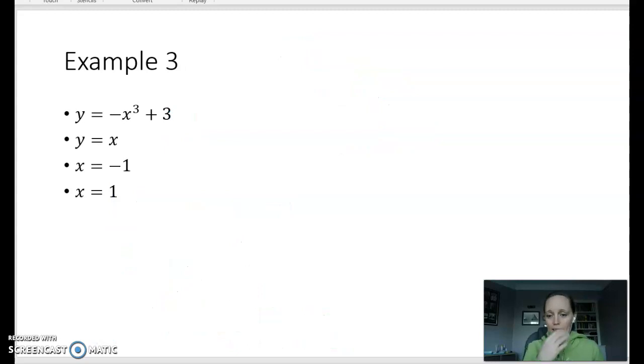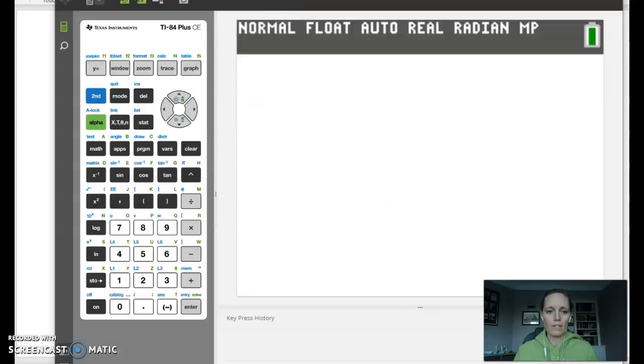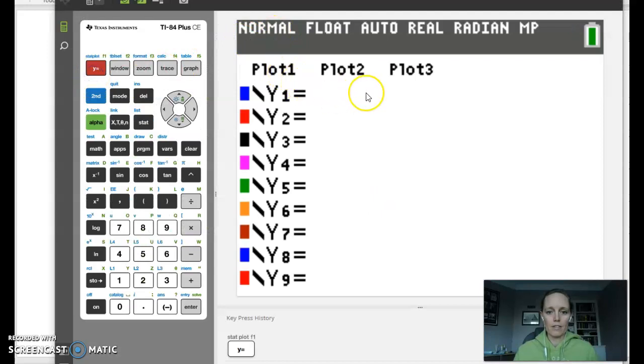Let's take a look at example 3. Now this one here is one that we would not do by hand. We want to look at the graph here. And once we look at the graph, we can establish kind of what we're looking at. So let's open up our graphing calculator. I'm going to graph the first function, which is negative x to the third plus 3.